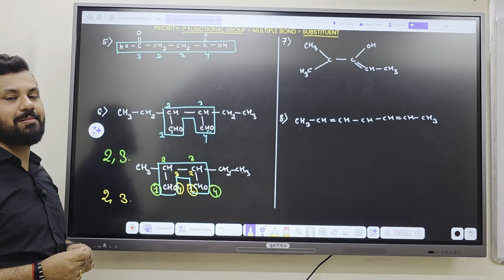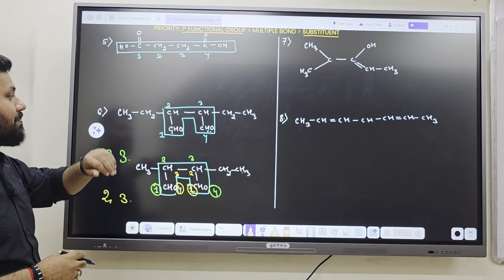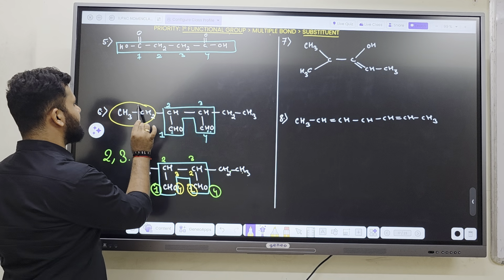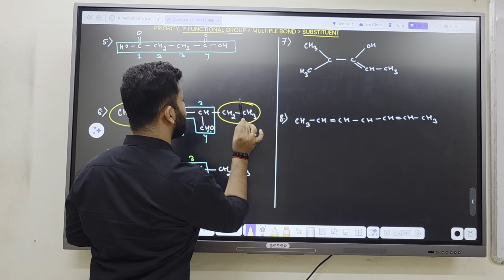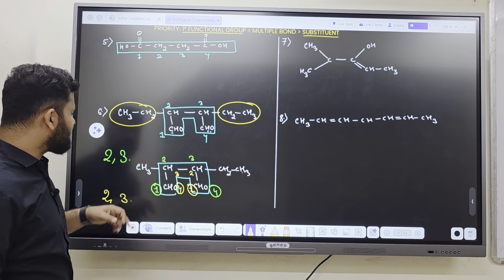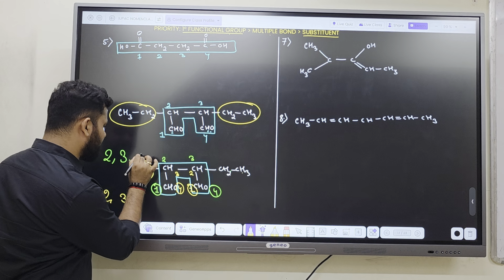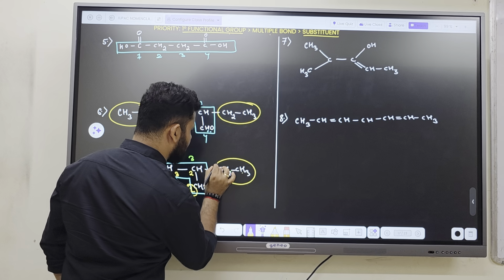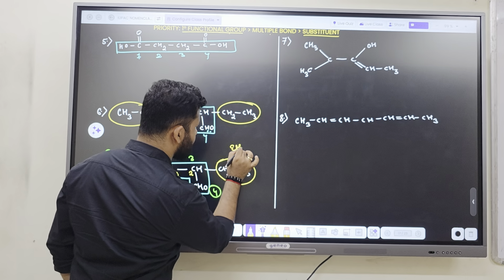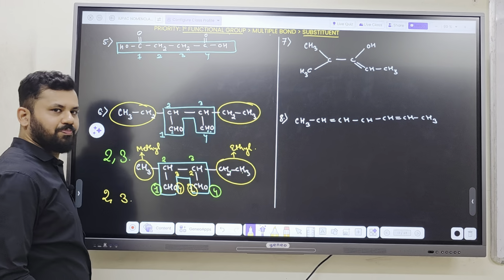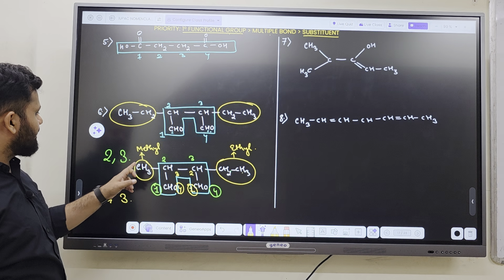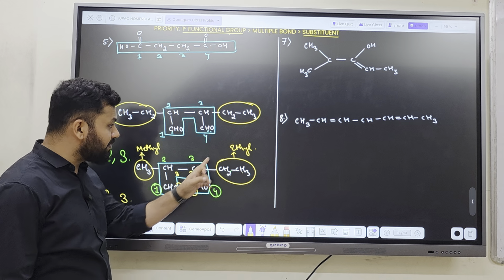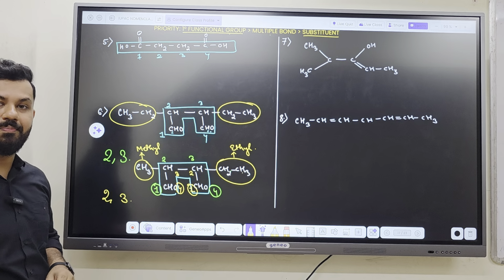It is not like the sixth example. In the sixth example, both ways of numbering were the same because the substituent present here, ethyl, and the substituent present here, ethyl, were the same. Whereas in this case, this substituent is different. This one is a methyl substituent and this one is an ethyl substituent. So it's not the same. Because in one way, you are saying we have methyl at second position, and in the second case, you are saying we have ethyl at the second position.